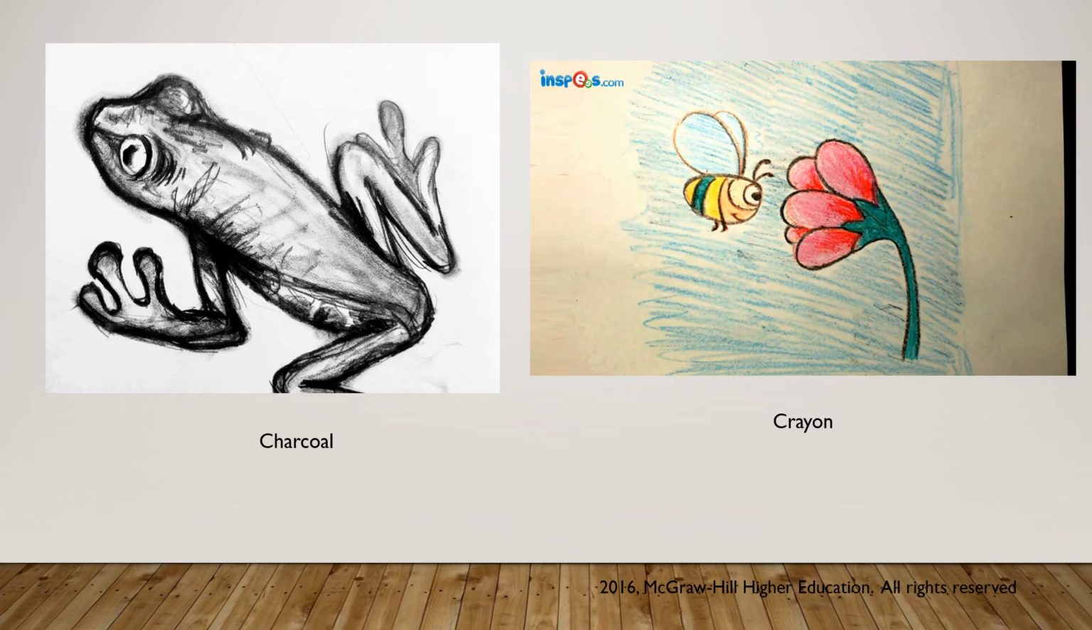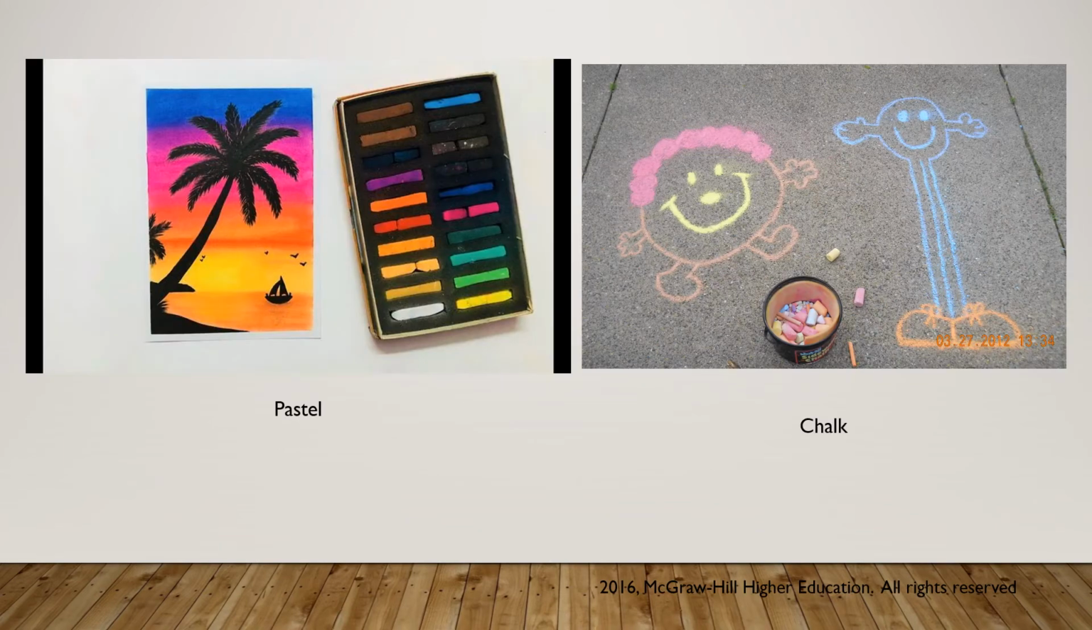On the right, we see crayon. On the left is an example of pastels. Pastels typically come in square format. They are very bright. They blend together really well, and they're a little messy, but messy in a good way.